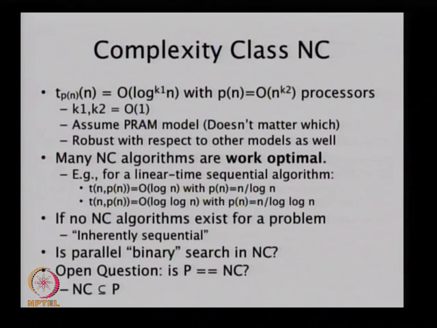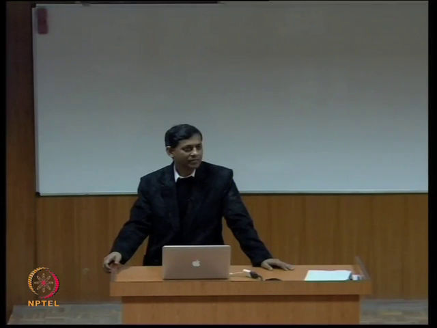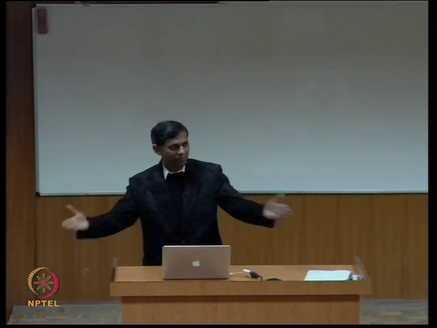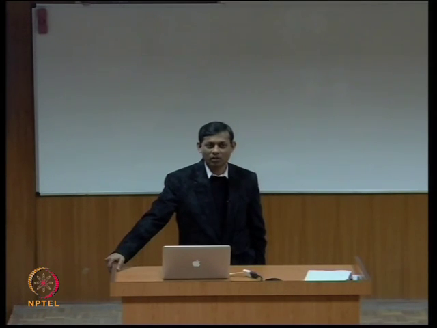How do you think this would relate to P? P is the polynomial class in the PRAM model, anything that will take polynomial time on one processor. If you compute everything sequentially, n to the k2 times log to the k1 is still polynomial, right? So anything that is in NC is definitely in P, because if you took that problem and solved it sequentially, you could do it in total polynomial time. Okay.